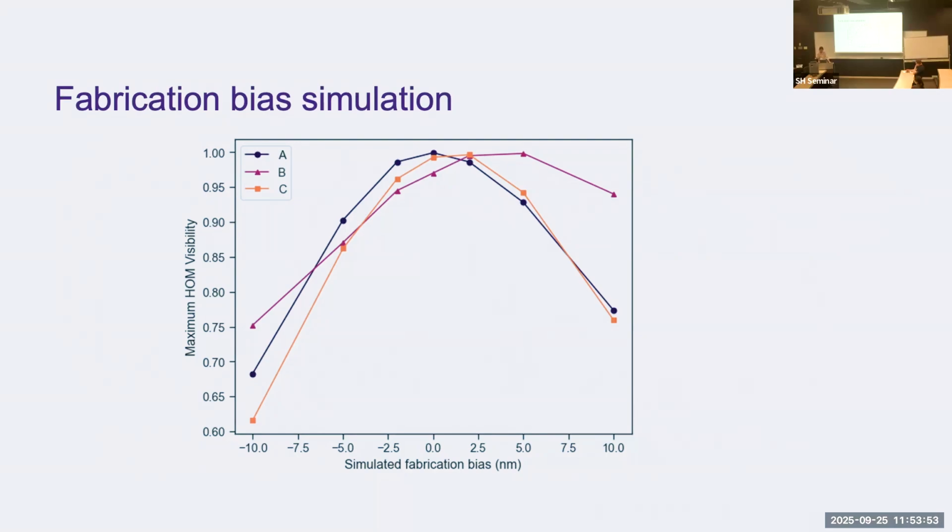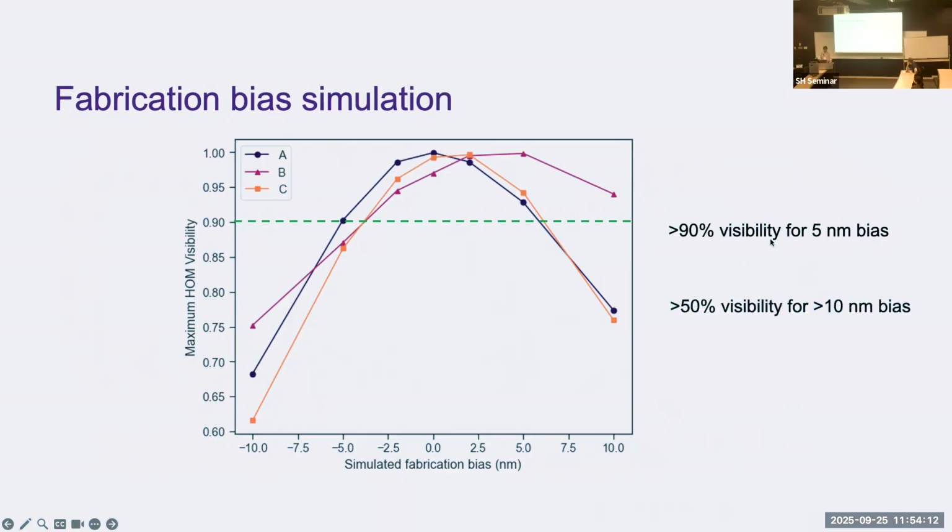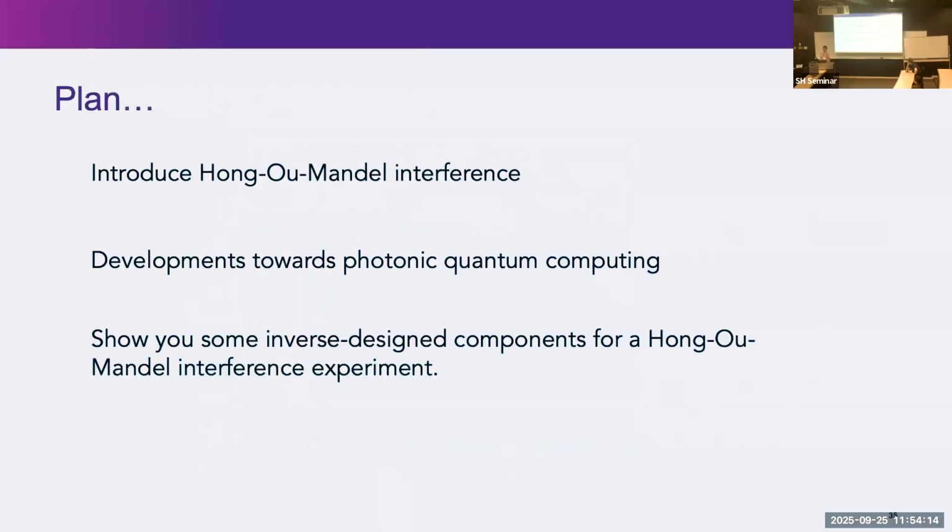But we simulated fabrication bias, and then we checked whether we can still go above the 50% threshold for Hong-Ou-Mandel visibility, and we still get, even with 10 nanometer bias, 90% visibility. Okay? So that's the end of my session today.